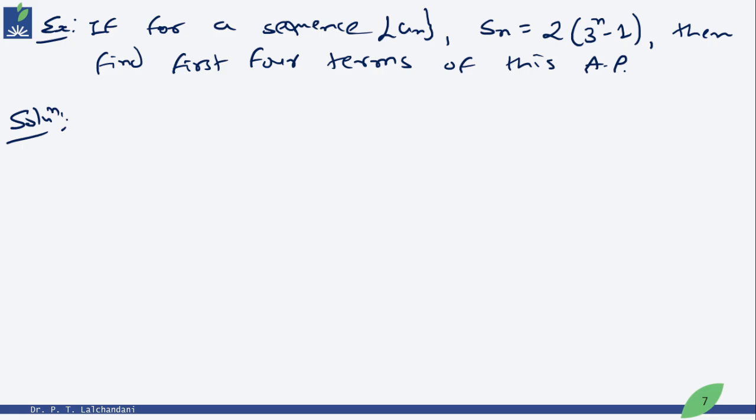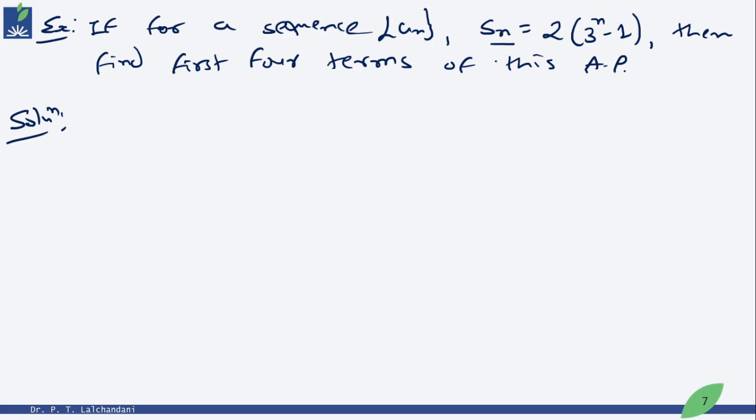Right? Okay. So see, now this question is different from the last one. In the last example, we were having the terms of an arithmetic progression, and we were asked to find out its sum of first 10 terms. But here the question is reverse. Here we are given the sum of first n terms of an arithmetic progression by this formula, right? And what are we asked? We are asked to find out the terms of this arithmetic progression.